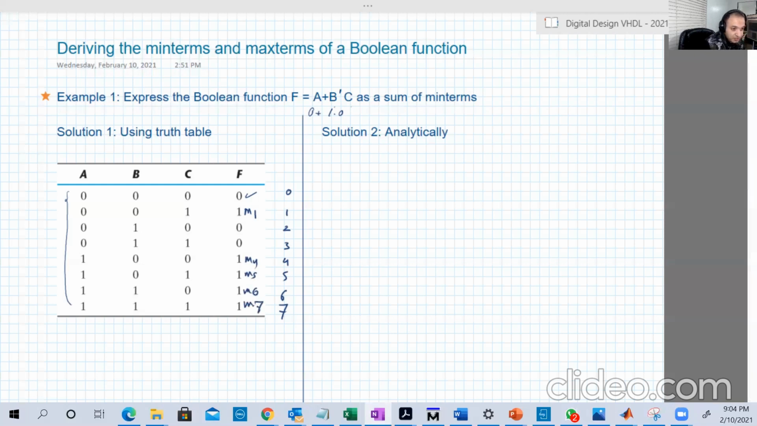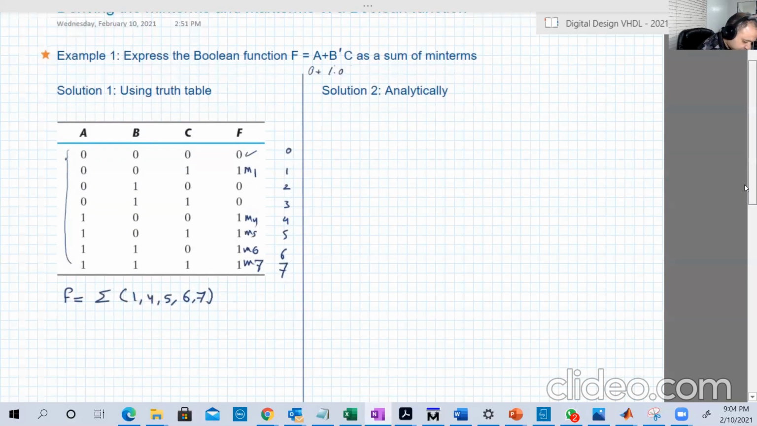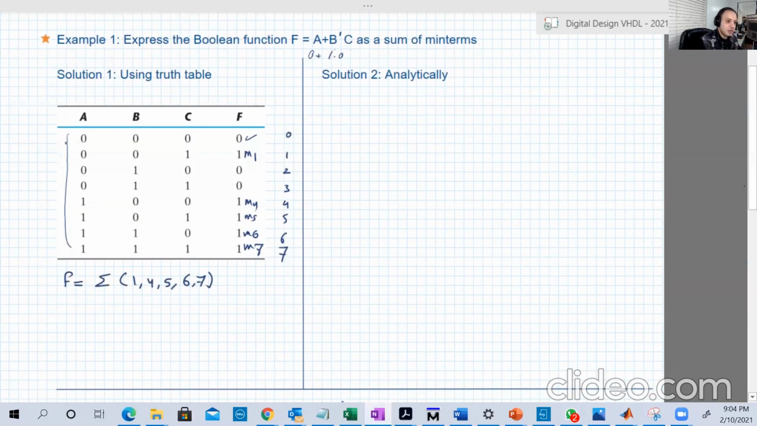So f is equal to the sum of 1, 4, 5, 6, and 7. Okay, good. So what is the other way to do that?